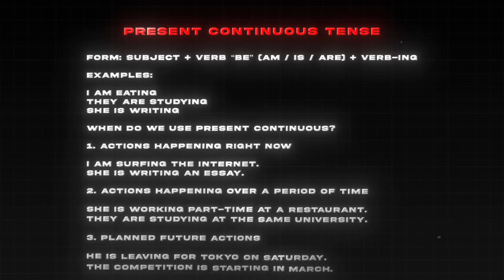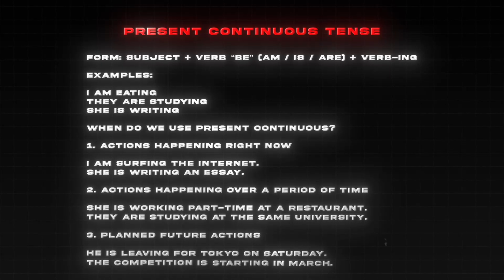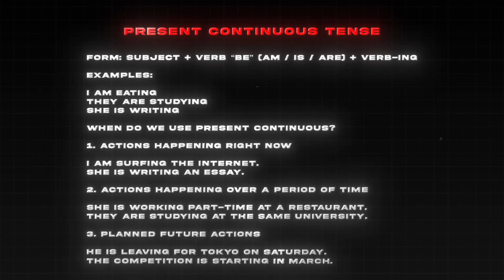Actions happening over a period of time. Examples: she is working part-time at a restaurant, they are studying at the same university. Planned future actions. Examples: he is leaving for Tokyo on Saturday. The competition is starting in March.